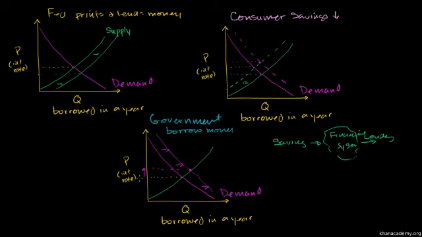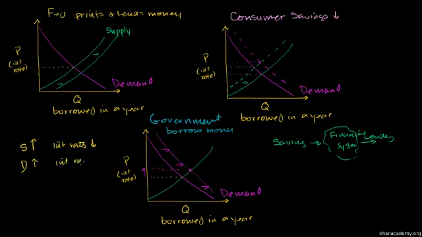So the whole point of this is just to show you that you really can think about money like any other good or service. If the supply of money goes up, then the price of money, which is interest rates, will go down. Let me write this down. So if the supply goes up, then the price, which is just interest rates, goes down. If the demand goes up, then the price of money will go up.